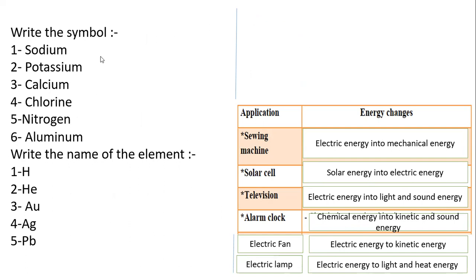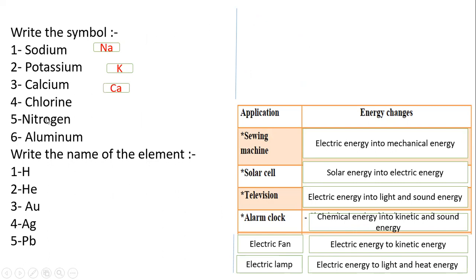Why sodium is Na? Can you answer me? Because it has a Latin name, it kept its Latin name natrium. Okay, don't forget, sodium in Latin is called natrium, so it kept its name. Potassium, the symbol K. Why K? Because it kept its Latin name, kalium. So natrium, kalium. Calcium is what?